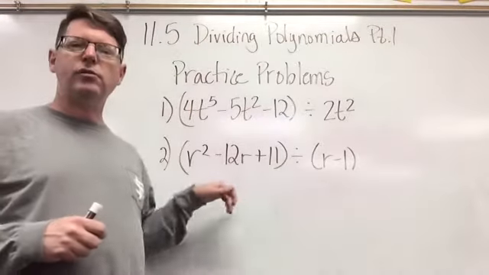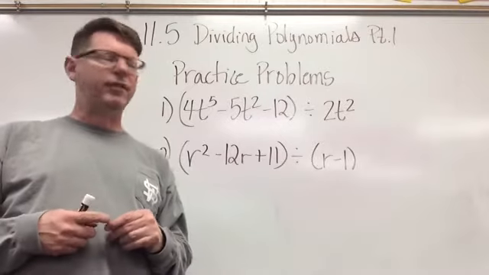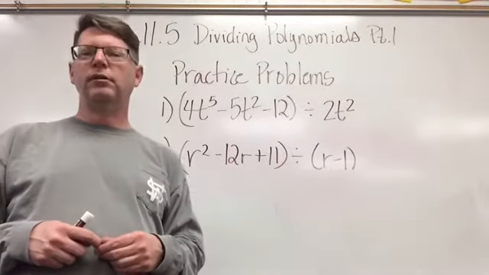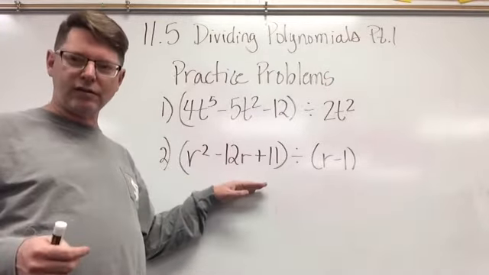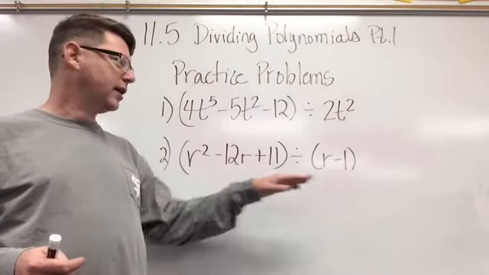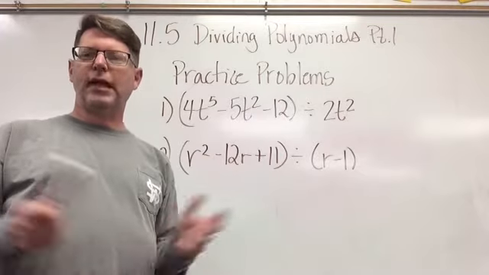Number 2, r squared minus 12r plus 11 divided by the quantity of r minus 1. Factor the numerator, write it as a fraction first, factor the numerator into 2 binomial factors, and then cancel out and see what's left.